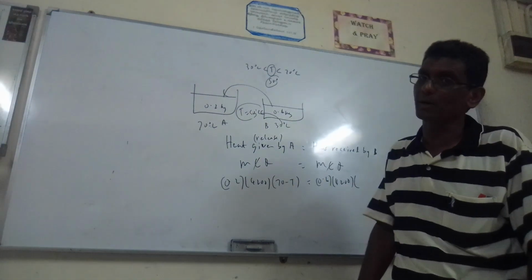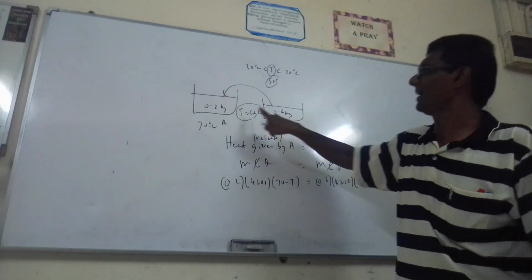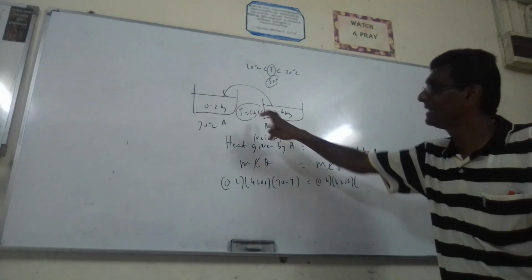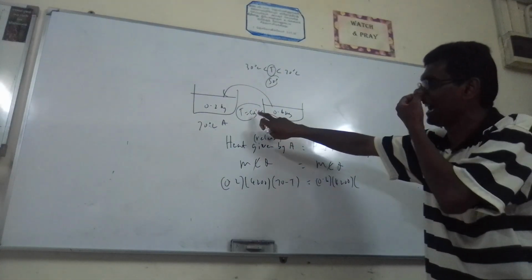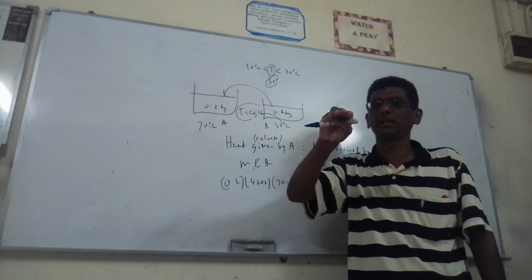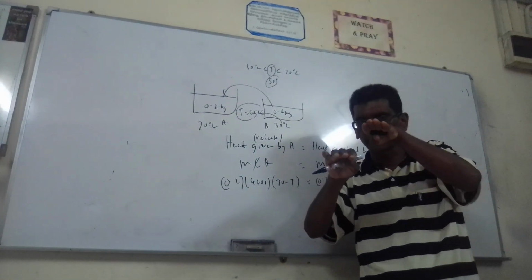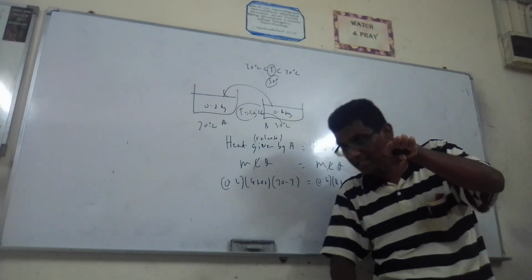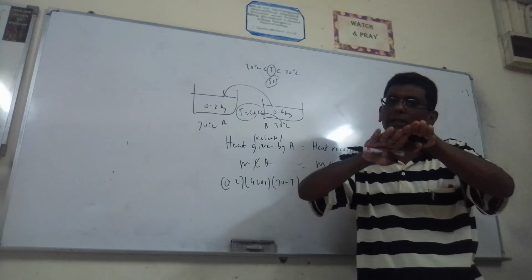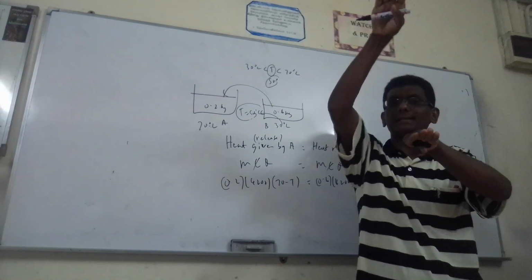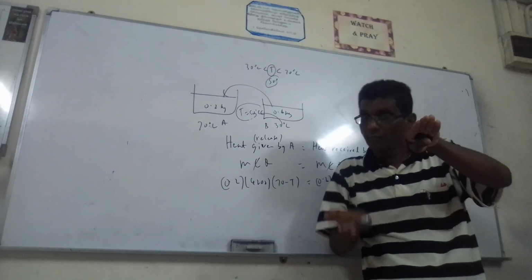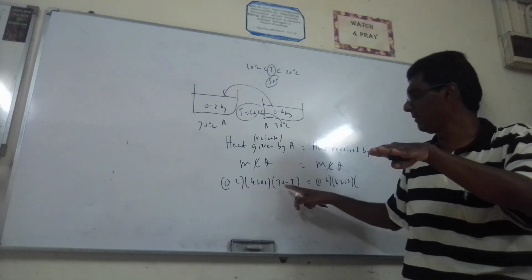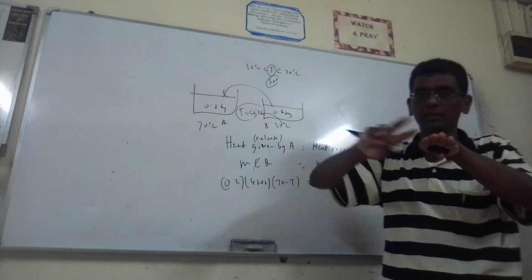So what is the difference in temperature? It is T minus 30, not plus. Some people write T plus 30. It's wrong. It's T minus 30, because B is the one rising. For example T is 50 degrees Celsius: A goes from 70 to 50, B goes from 30 to 50. So for A, 70 minus T, 70 minus 50.